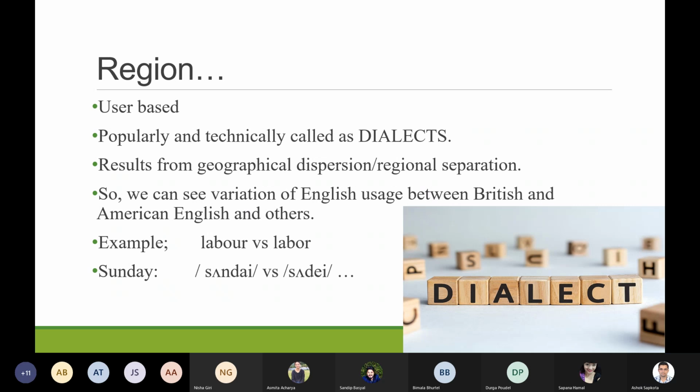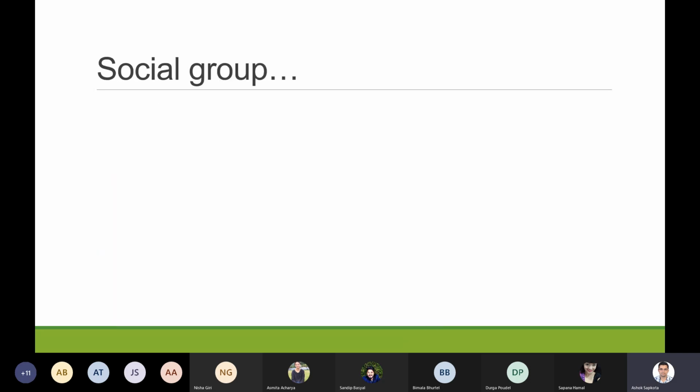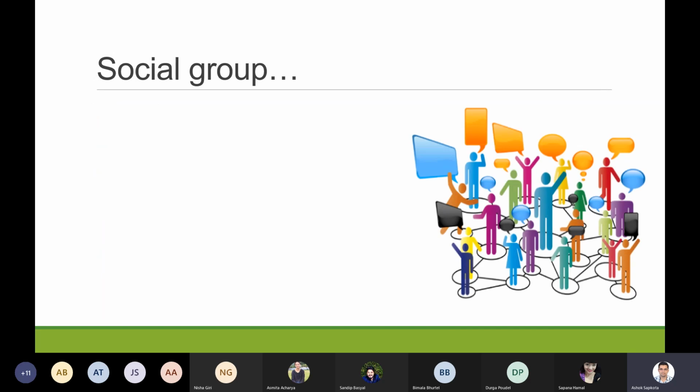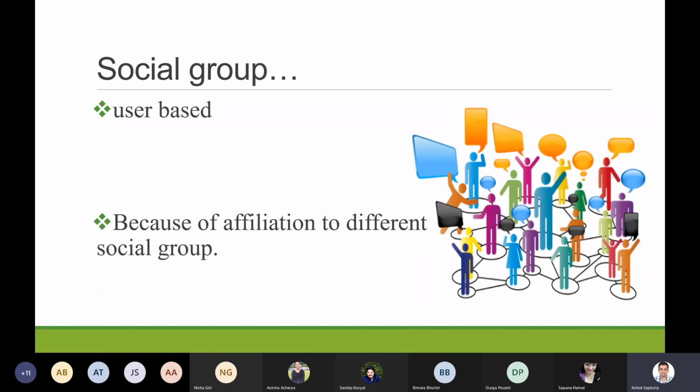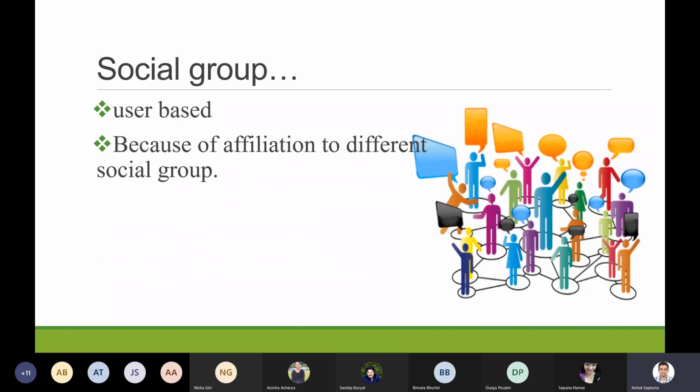Now, likewise, language might differ based on social variation, social group. Right, now what is this? This is also user-based, because of the affiliation to different social groups. The way we use the language might vary.